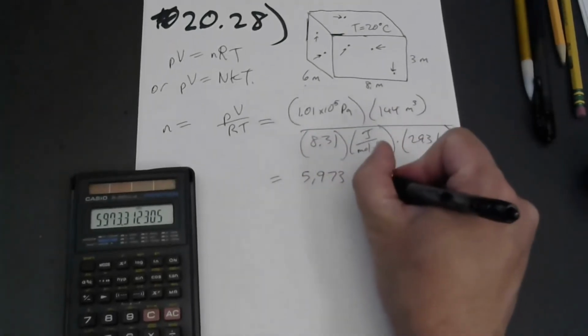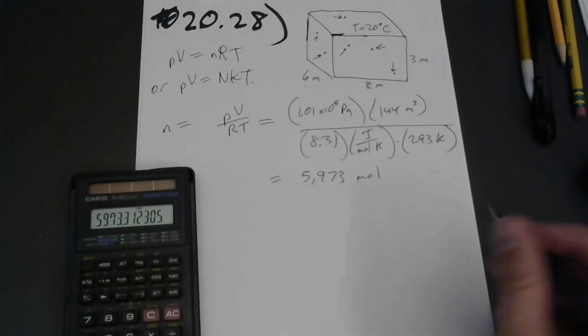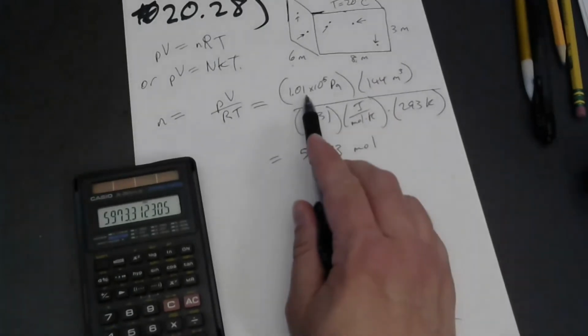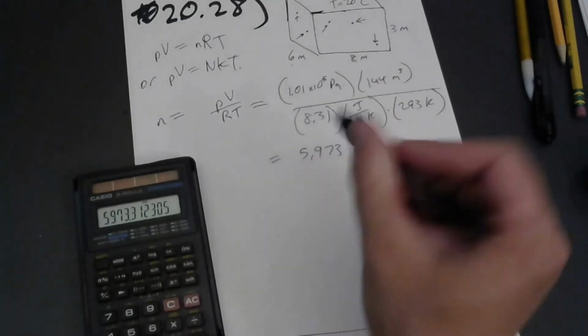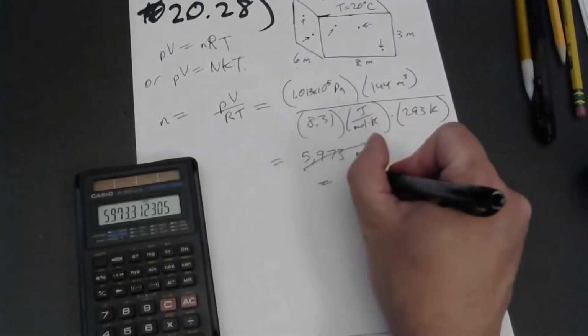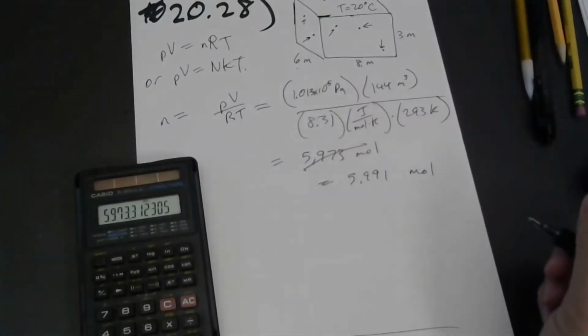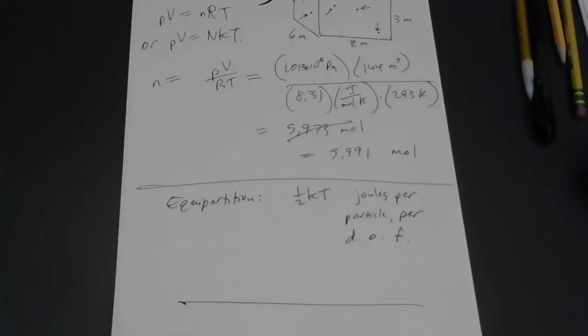5,973. That seems a little on the high side. But I checked your solution manual and they get a very similar number. Actually, they get a slightly higher number, and it's because they included the 3 here. Maybe I should have kept that extra sig fig. Fine, I'll go with their value of 5,991 moles. And now what are we supposed to do with that?